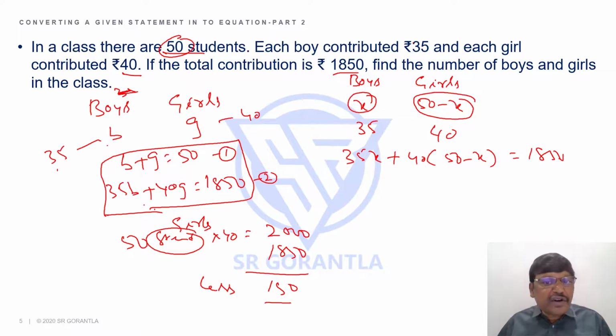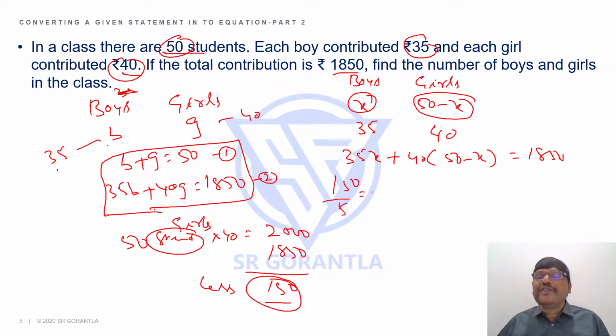That means how much less contribution do I have? 150. Why is there less contribution? Because each boy is contributing less compared to a girl. By how much? 5 rupees less. One boy contributes 5 rupees less, but the total contribution is 150 less, means how many boys are there? 150 by 5, 30 boys are there. Out of 50 students, 30 are boys, means the remaining 20 are girls.